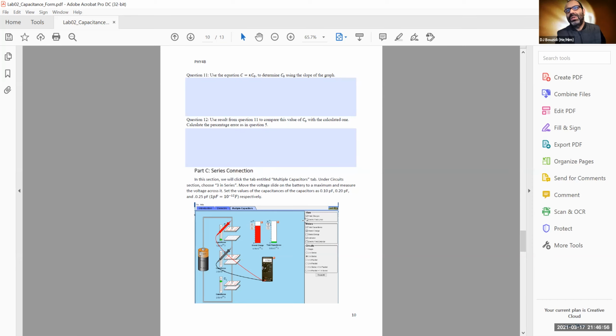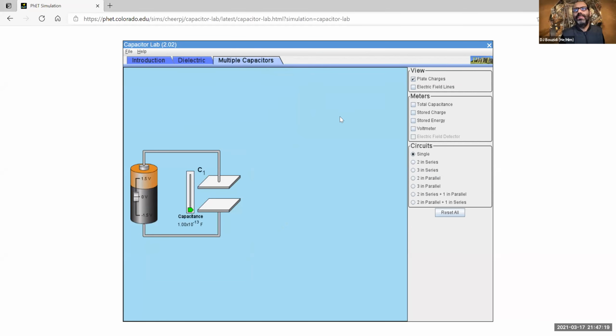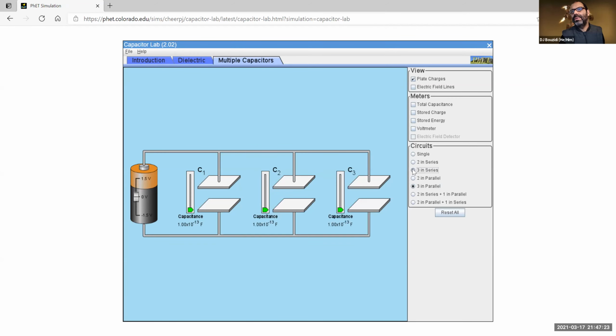But don't forget, you're going to have the plate charge, the total capacitance, the stored energy. You're going to need a voltmeter, and you're going to have 3 in series. So let me stop sharing this screen and go back into the lab, to the simulation. So we're going to come into multiple capacitors now, and we need 3 in series.